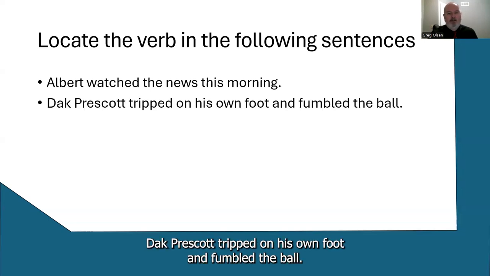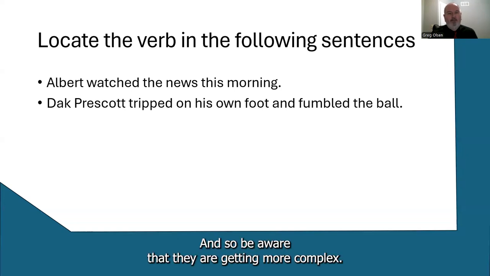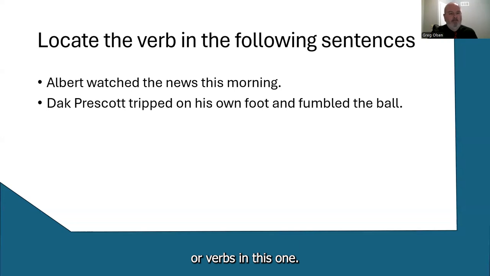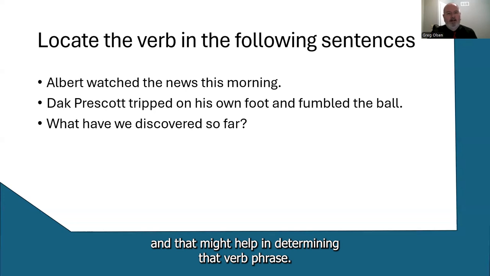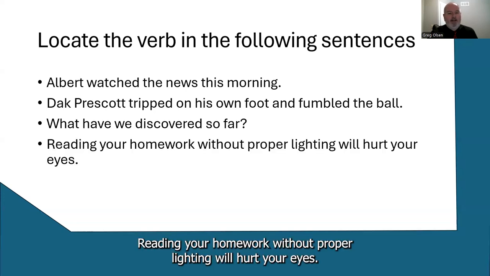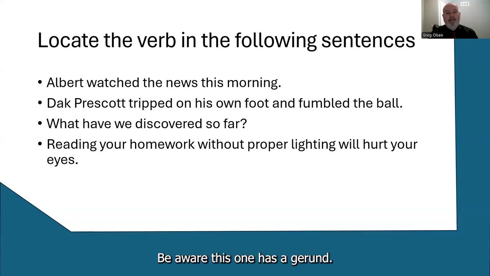Dak Prescott tripped on his own foot and fumbled the ball. Okay, so be aware that they are getting more complex. So there's a different trick to this one. But hopefully you can find the verb or verbs in this one. What have we discovered so far? Again, we can rearrange this to say we have discovered what so far, and that might help in determining that verb phrase. Reading your homework without proper lighting will hurt your eyes. Be aware this one has a gerund, and we've talked about gerunds. We've talked about verbs with ing endings.